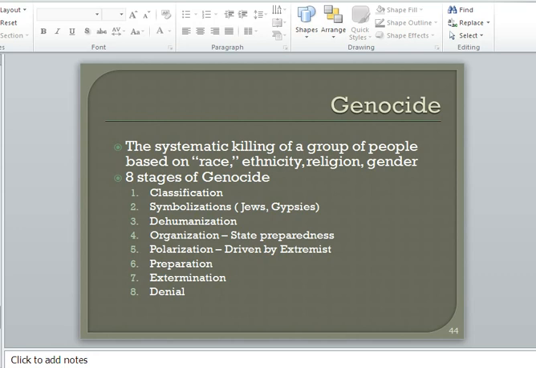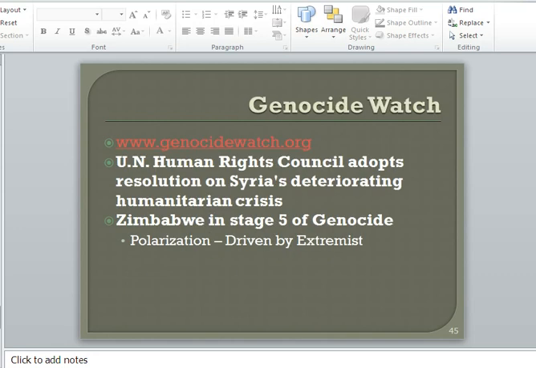The UN Council on Genocide has identified 8 stages of genocide, where people begin to classify. So you're identifying who belongs to certain groups, and then symbolization and dehumanization begin to happen, caricatures in the newspaper, and then the state begins to prepare, so organizations begin to offer passports that have special stamps or documentation that would identify people, trying to know where they are. And then you go through these other stages into extermination, and then often people are in denial that that's what happened.